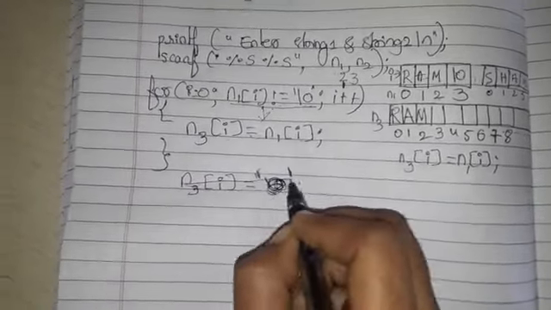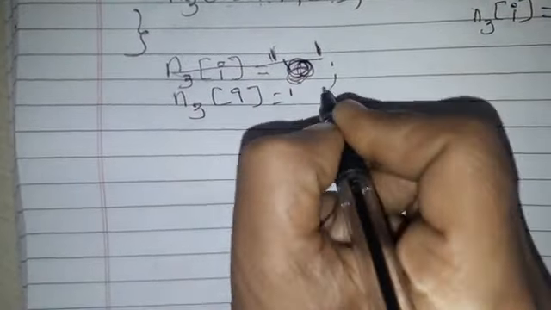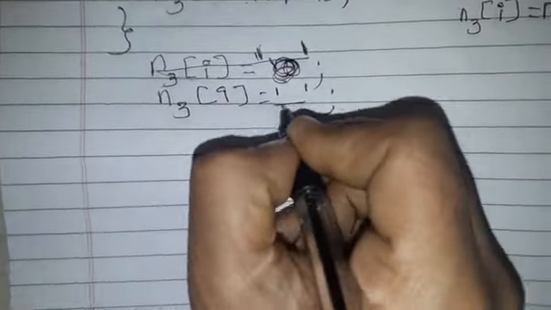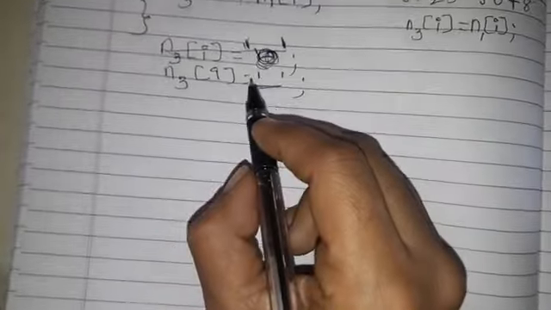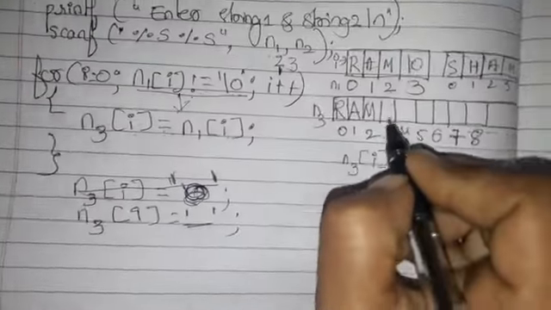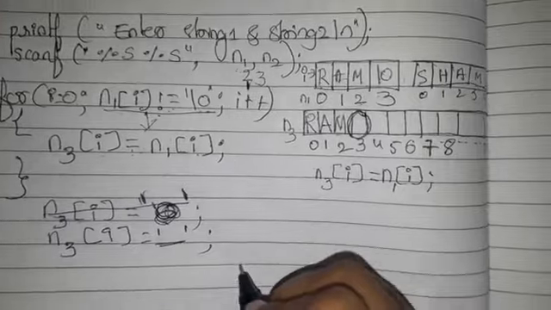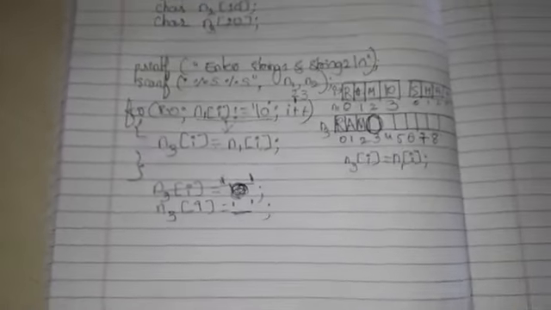Once again I will write it, in case it is confusing for you. As I want to leave a space, I am taking n3 of i is equal to null. Sorry, space. In the sense I want to give a space: single quote, space, another single quote. So definitely this particular position will be taking a space now. So after that, what is the thing?